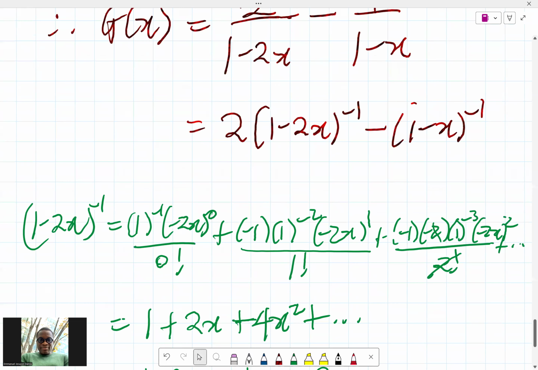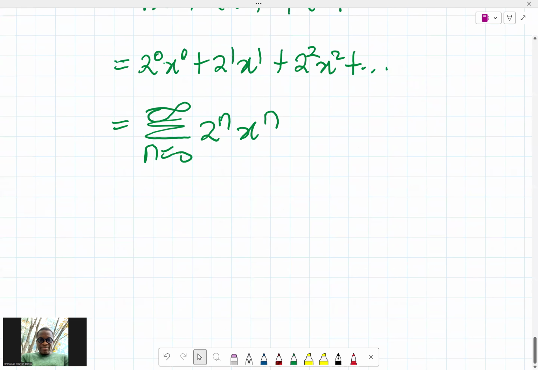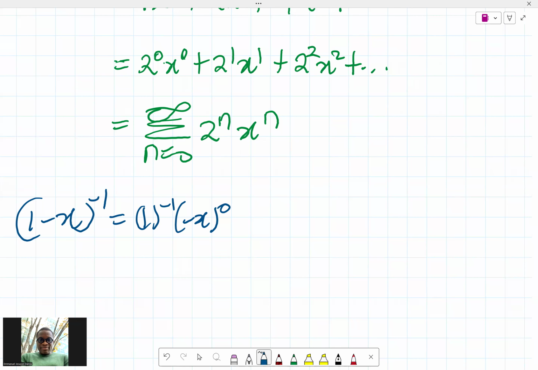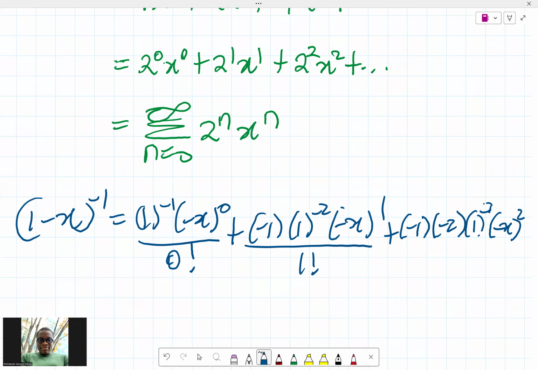So we have this part sorted. Now we need 1 minus x raised by minus 1, which we have also seen before. So we have 1 minus x raised by minus 1. Again, that's 1 raised by minus 1 into minus x raised by 0 all over 0 factorial, plus minus 1 comes down, 1 raised by minus 2, minus x raised by 1 all over 1 factorial, plus minus 1 minus 2, 1 raised by minus 3, minus x raised by 2 all over 2 factorial, and the rest like that.